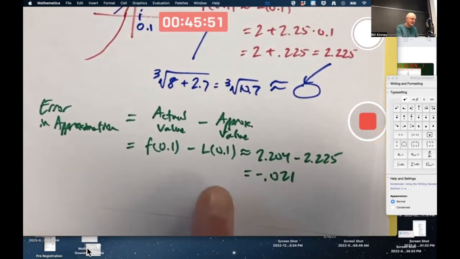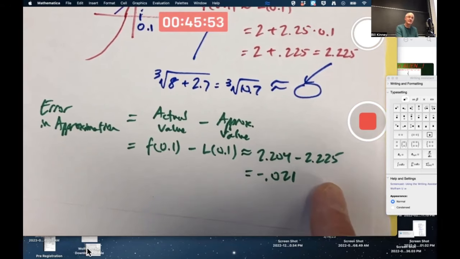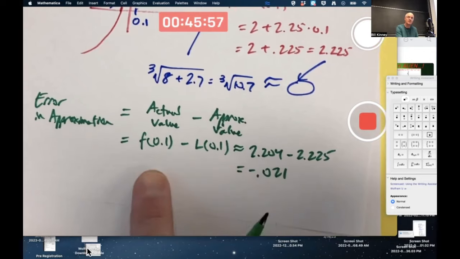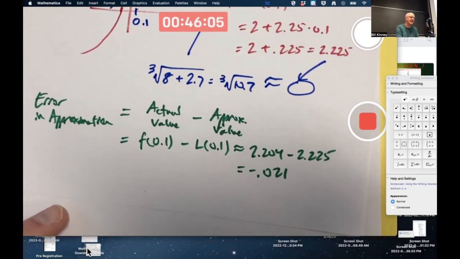When the approximation is a bit too big, the error is negative, because you're subtracting a bigger number from the actual. Seems a little strange, but that's the way it goes. Approximations that are too big correspond to negative errors. Approximations that are too small correspond to positive errors. It is a good idea to keep track of the sign of the error, positive or negative, sometimes.